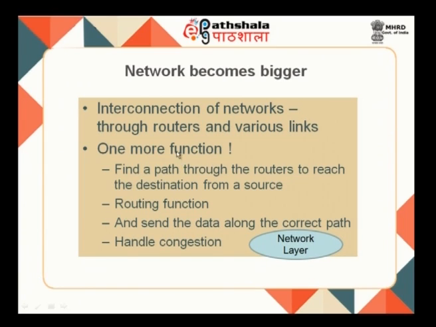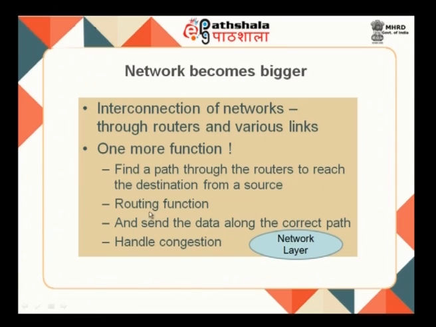Now, since you have multiple devices, multiple routers through which the networks are connected, you need to find a path through the routers to reach the destination from a source. Since there may be multiple paths available, you need to choose at least one as the path that you will use to go from any source to any destination. Okay. So, this is called the routing function.